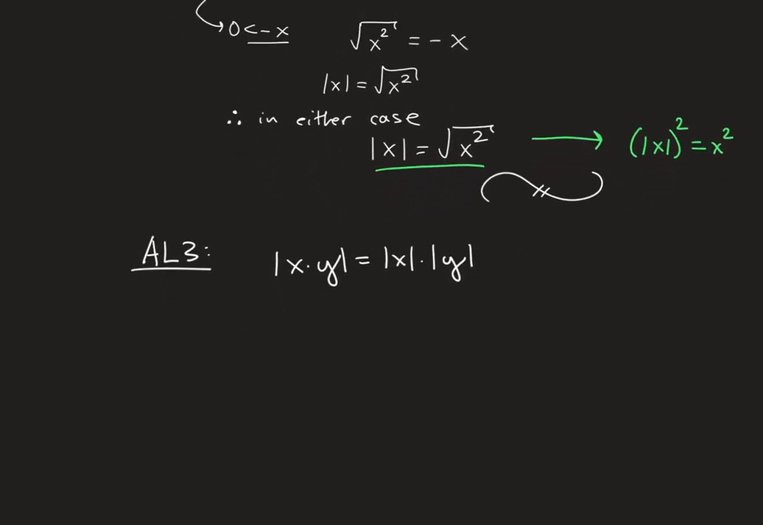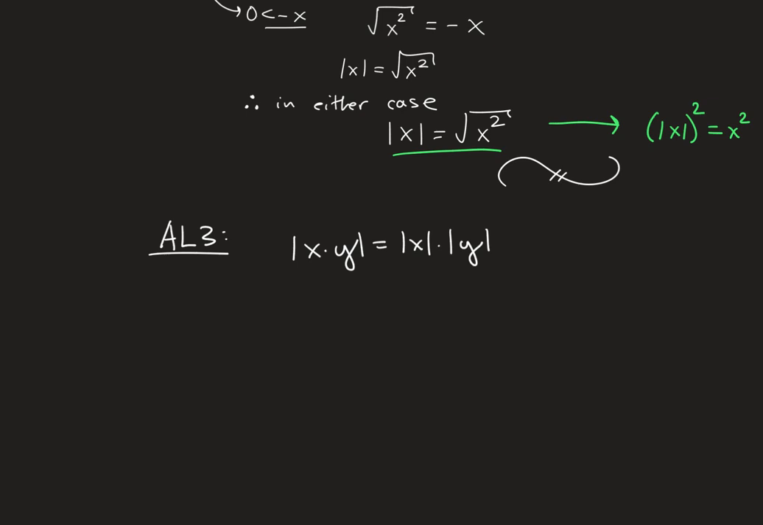All right, let's prove AL3. We are going to use this result. So let's see it. The absolute value of x times y is equal to the square root of x squared. Oh, excuse me, skipped a step. The square root of x times y squared. All right, and that is because of AL2.